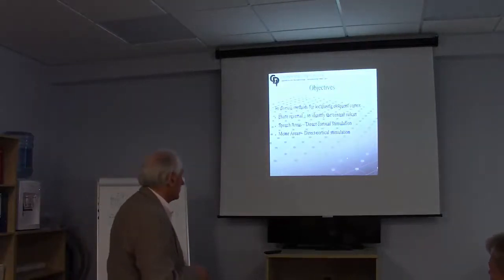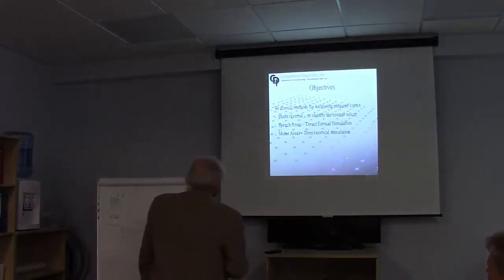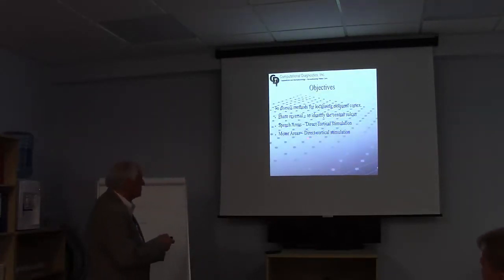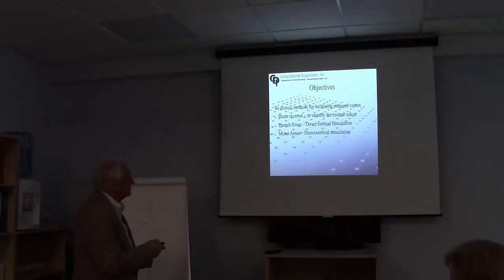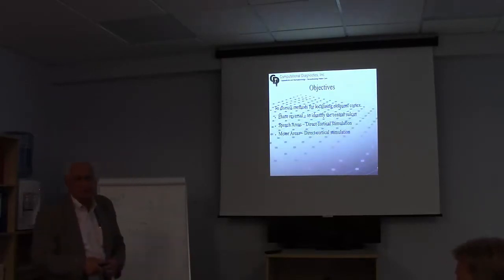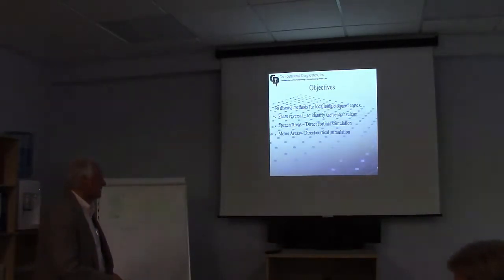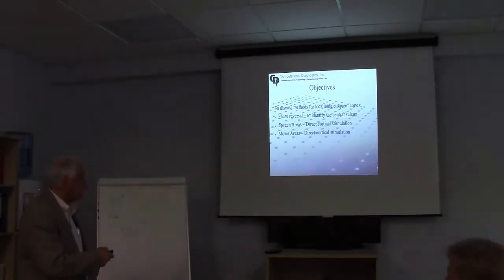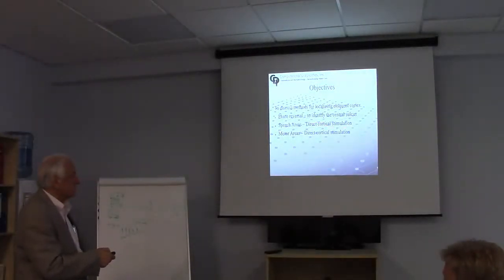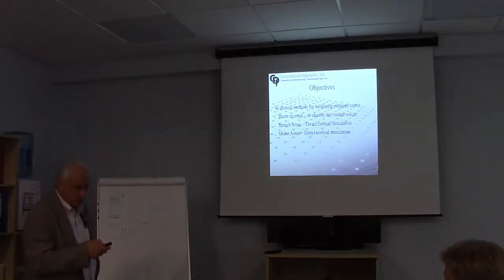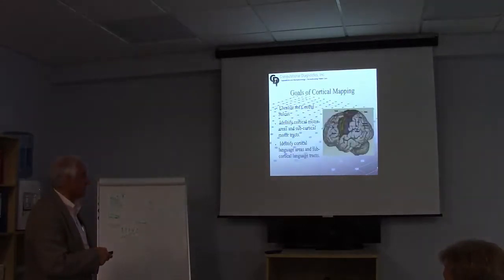So we're going to talk about three different topics in this area, and the first one we'll talk about is phase reversal, which is really useful to identify the central sulcus, and that's a big problem for neurosurgeons when they're doing tumor resection. Then we'll talk about mapping of speech areas with direct cortical stimulation and mapping of motor areas with direct cortical stimulation. So we're going to start with the phase reversal.